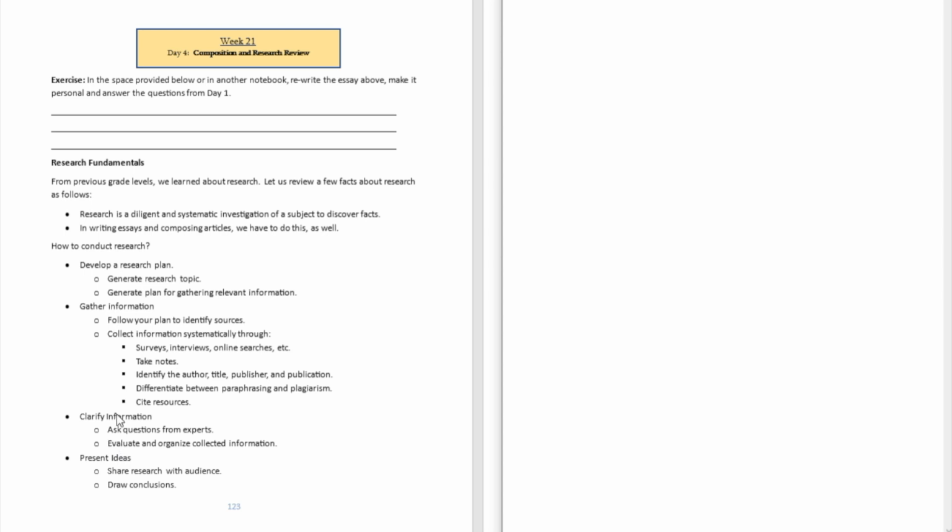Once you've done that, you want to clarify information, which means asking questions from experts, maybe like your mentors, like your daddy or your mommy, and evaluating and organizing the collected information. Then you're ready to present your ideas by sharing your research with your audience, and you're going to draw conclusions based on that. So these are the steps to research.